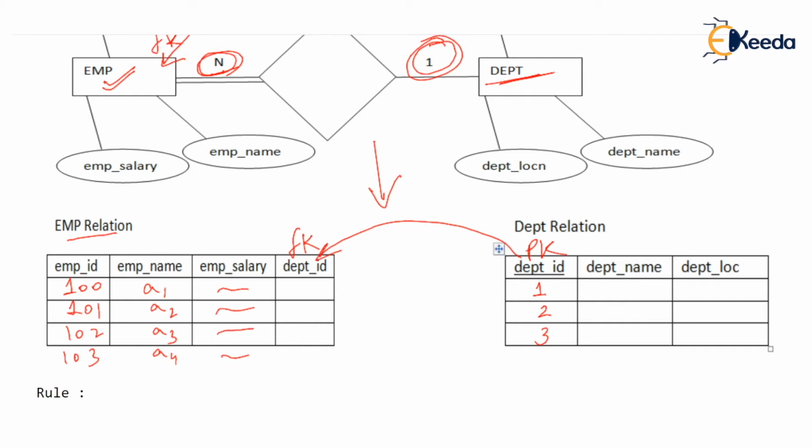And we say this employee 100 works for department number 1. Sounds interesting, sounds meaningful, isn't it? And this 101 employee, this person A2, also works for department number 1. This 102 works for department number 2, and 103 works for department number 2. Are you understanding that when we talk about employees, we have to know in which department they are working? Then in the employee relation, we should keep department ID as the foreign key, isn't it?